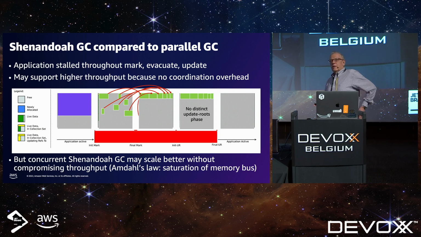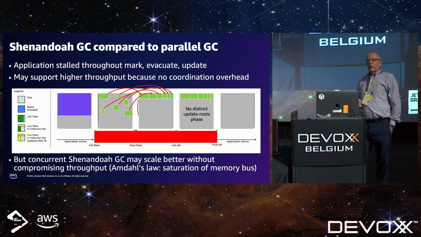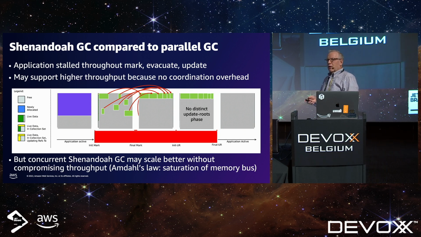I want to make the point that there are at least 2 ways you can compare the efficiency of parallel against Shenandoah concurrent. On the one hand, we say parallel is more efficient because it does not have to coordinate while the garbage collector is working. The service threads are all paused. They're not interfering. They're not shaking hands with the garbage collector. The garbage collector has full control over the whole heap. That makes parallel garbage collection more efficient in that sense than Shenandoah.